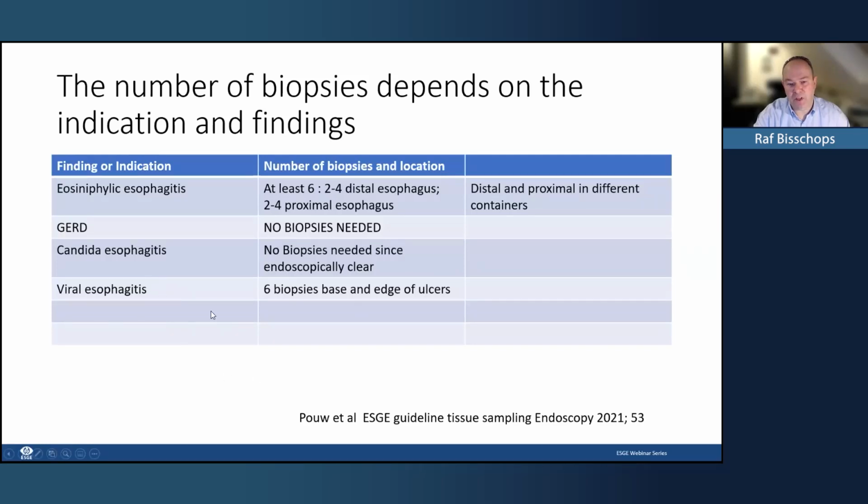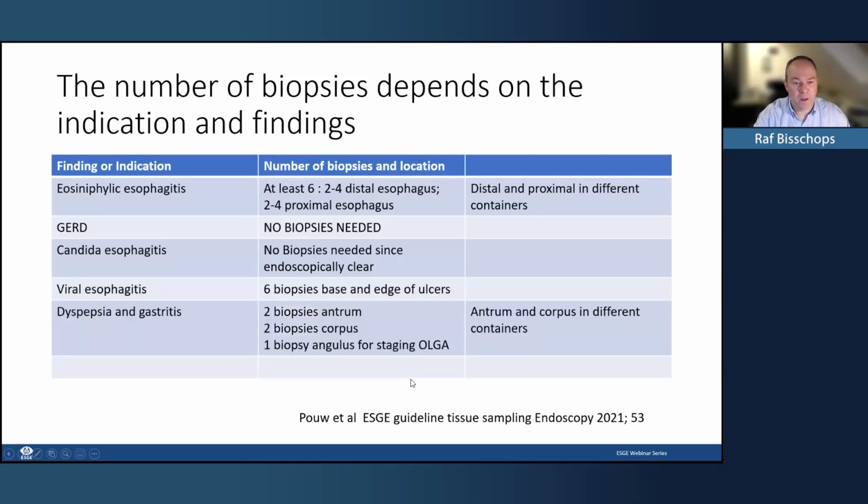For viral esophagitis, 6 biopsies of the base of the ulcer and the edge. For dyspepsia, we usually want to exclude H. pylori, and also intestinal metaplasia. So take 2 biopsies of the antrum and the corpus in separate containers, and 1 biopsy of the angulus that goes into the container of the antrum.